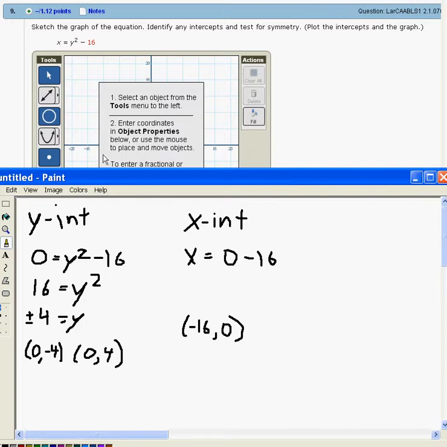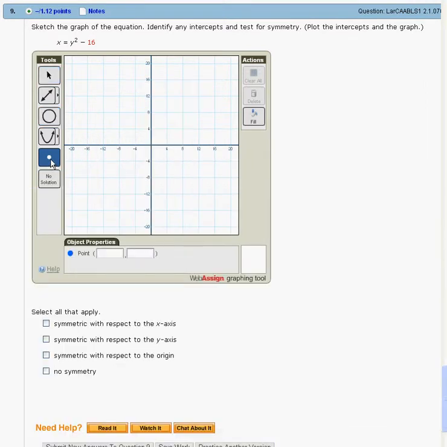I'm going to plot those points now up here. I'll switch windows. I'll go to the dot. I'll put a dot at (-16, 0). I'll put a dot at (0, 4). Notice here's (0, 3), (0, 2). I need (0, 4). Need a dot at (0, -4).